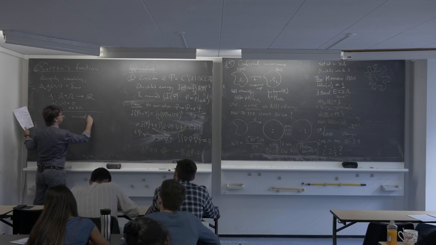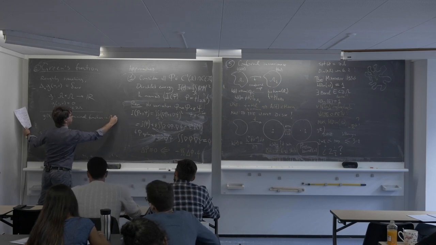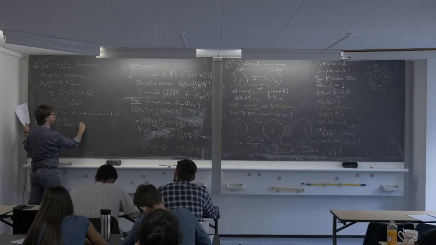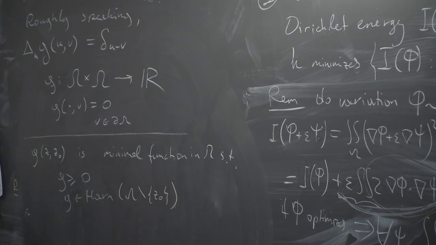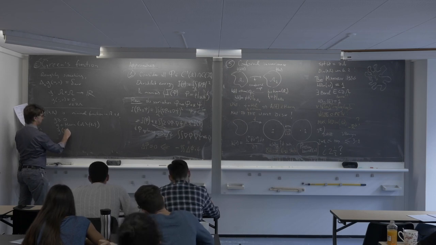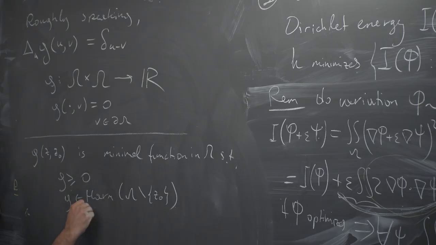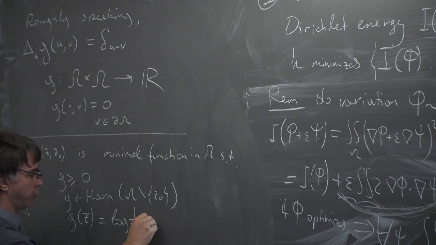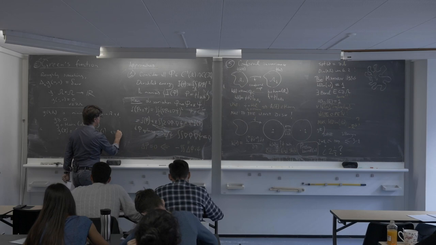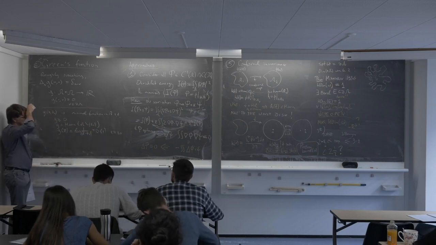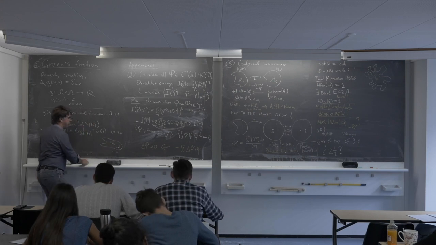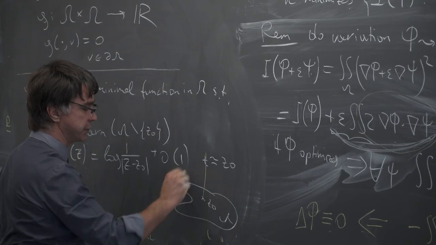The more rigorous way usually people define it is that g of z, z0 is the minimal function in omega such that g is at least zero, g is harmonic apart from the point z0, and g near z0 is equal to logarithm of 1 over z minus z0 plus O of 1 when z is near z0. So basically, if we have our domain omega and I fix a point z0, then the function will be 0 on the boundary, and near z0 it will have a logarithmic singularity.